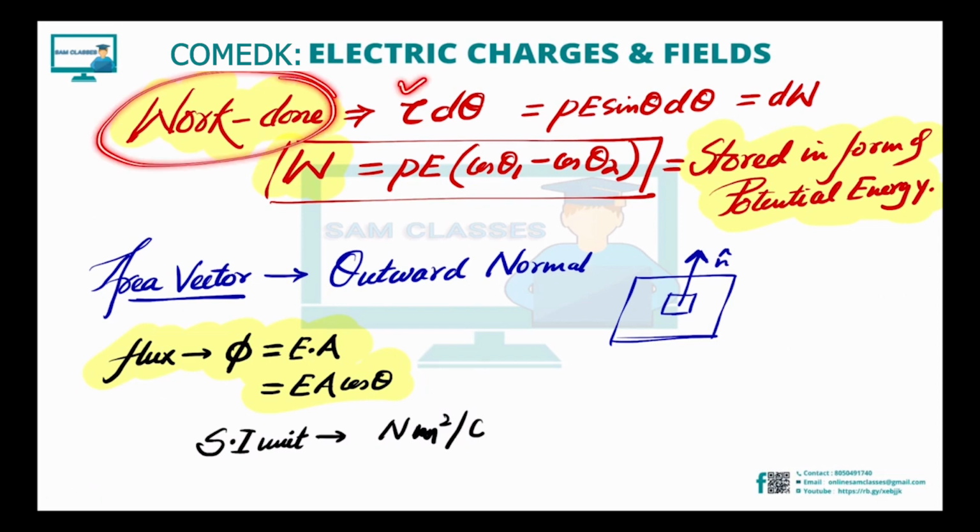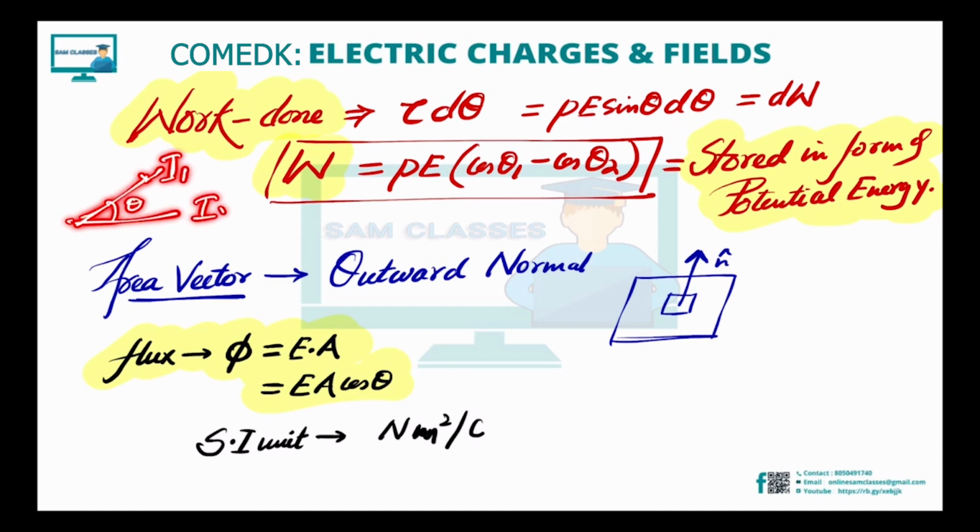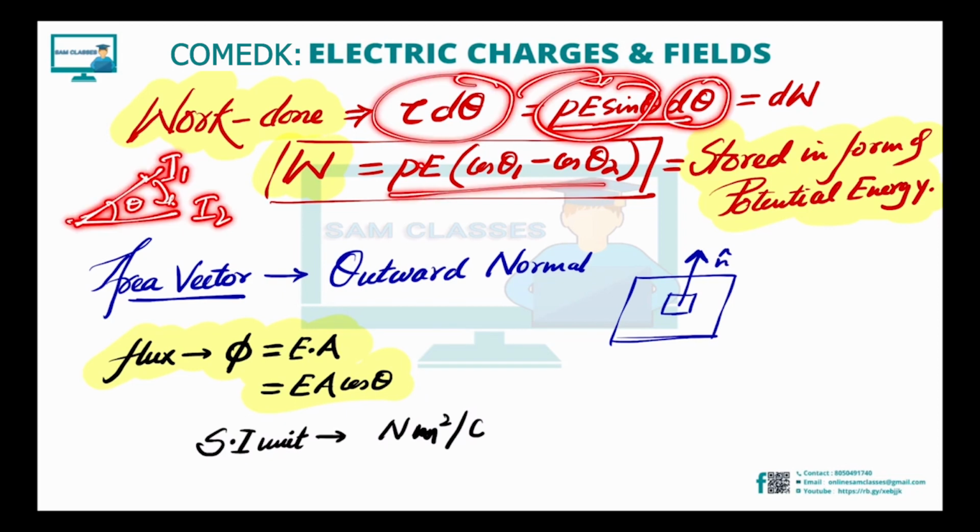Now next, work done. Since we have torque, we have angular displacement, meaning a body is getting displaced by some angle. Let's say it was here initially at theta 1 position. Now it got displaced to theta 2. So it is doing some work. What is that work done? PE sine theta d theta. Torque we already got as PE sine theta, and d theta. Integrated, you will get work done is equal to PE (cos theta 1 minus cos theta 2). And this work done is also stored in the form of potential energy.